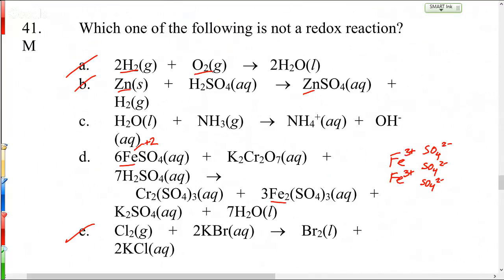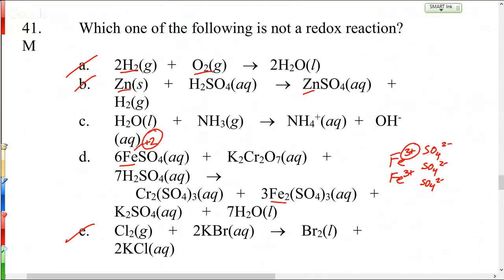You see how that works? If you've got 2 of one and 3 of another, and they have to equal out, then the one with 2 has got to be 3 plus, and the one with 3 has got to be 2 plus, or 2 minus. So that tells us that this is redox, because iron went from +2 on the left to +3 on the right.